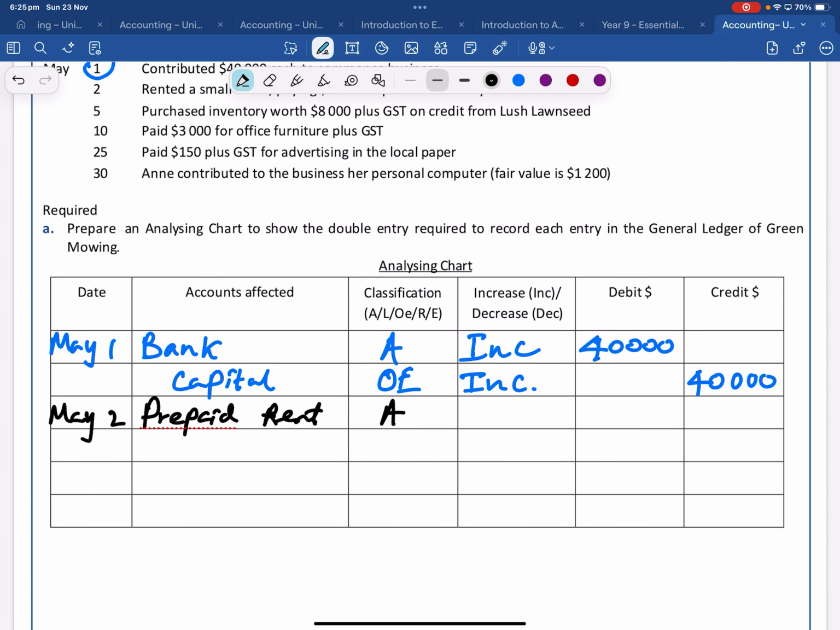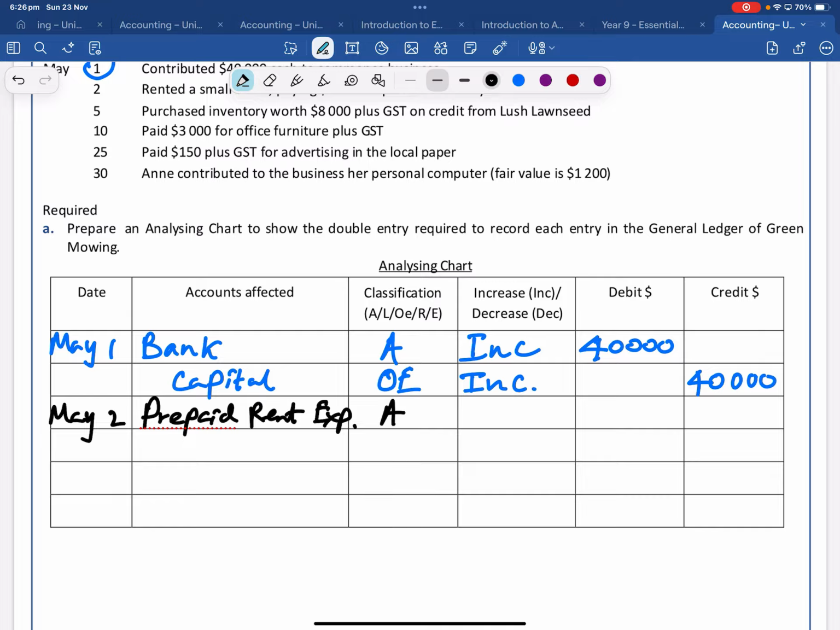Does it matter if I put bank first? You can, but it's better to write the debit entry first. There is nothing wrong, but that's the practice. We always write the debit entry. That's a good question, right? We write the debit entry first.